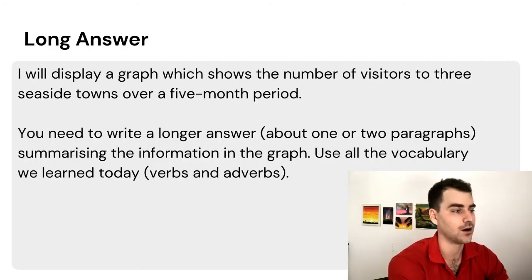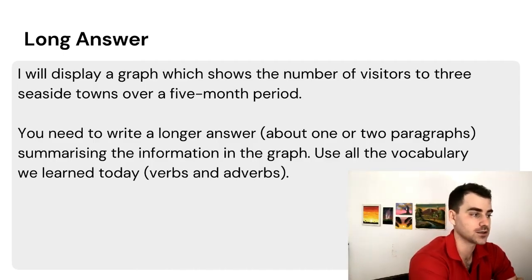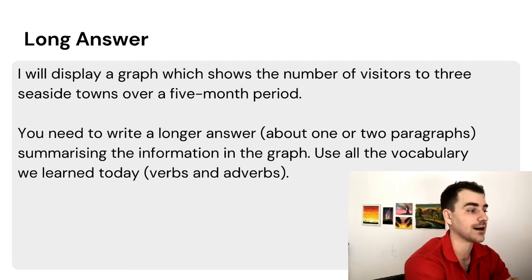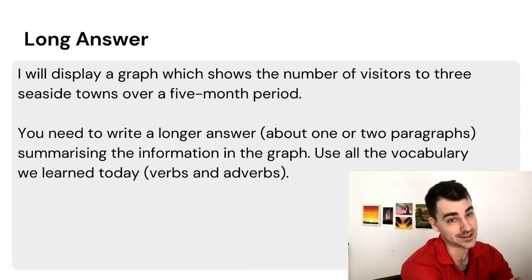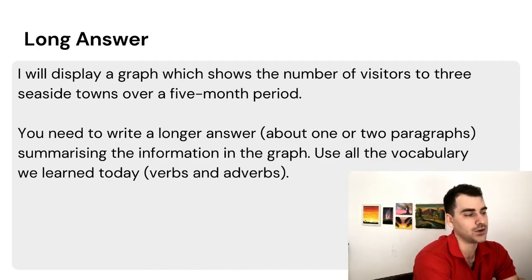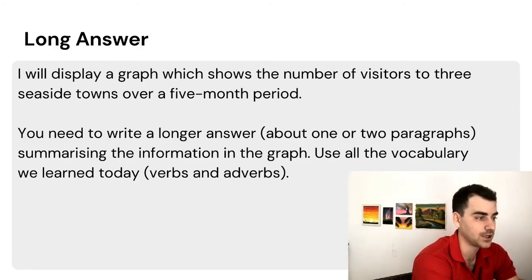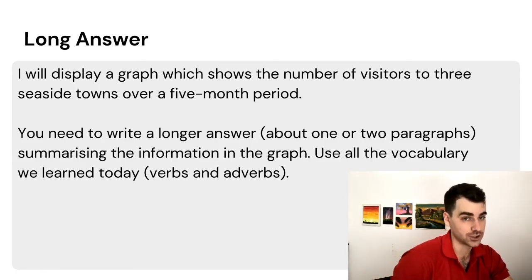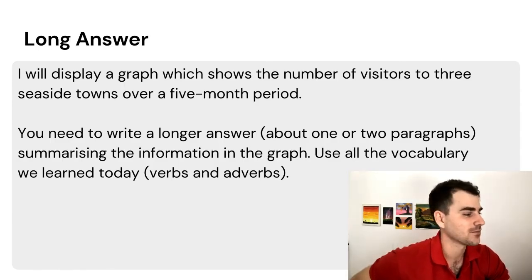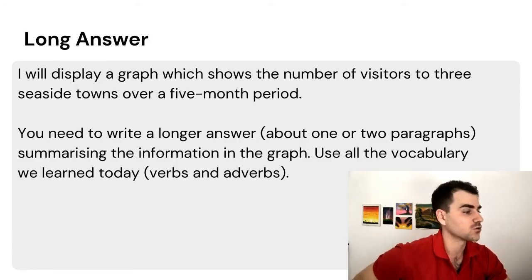Now it's time for a long answer. I will display a graph which shows the number of visitors to three seaside towns over a five-month period. What's a seaside town? It's just a town beside the ocean. Okay, you need to write a longer answer, about one or two paragraphs summarizing the information in the graph, and use the vocabulary we learned today, the verbs and the adverbs, which you should have already written down in a notebook. Some of you don't want to practice writing, so don't write the answer.